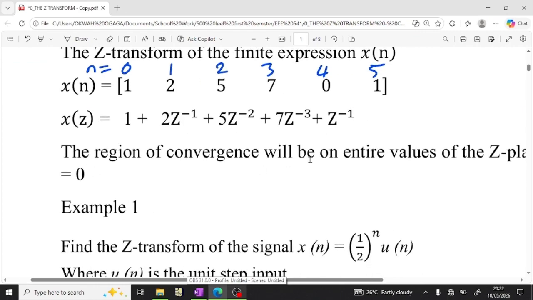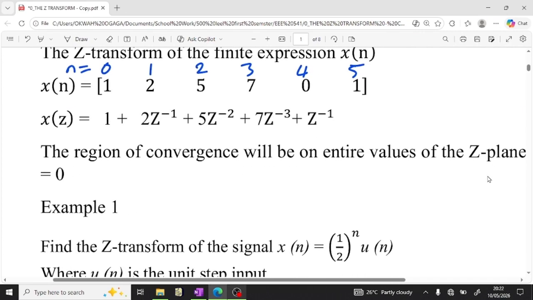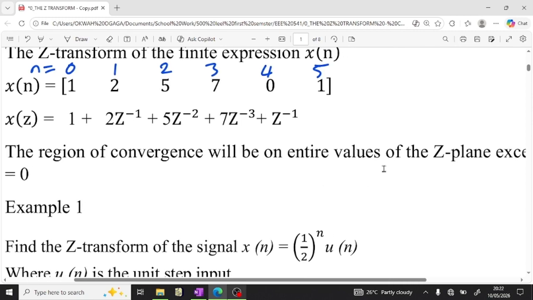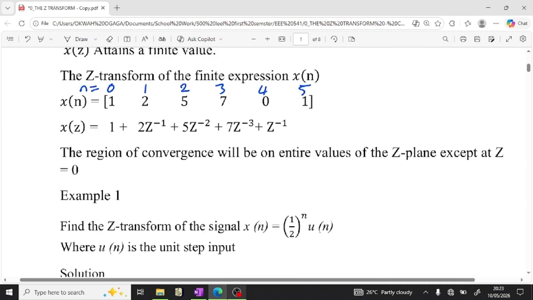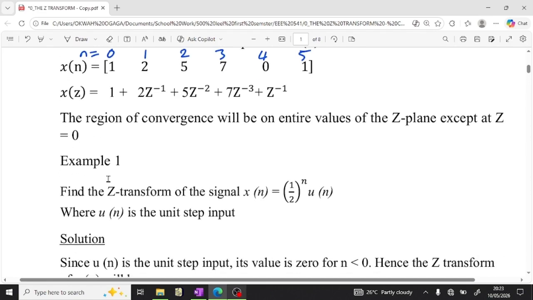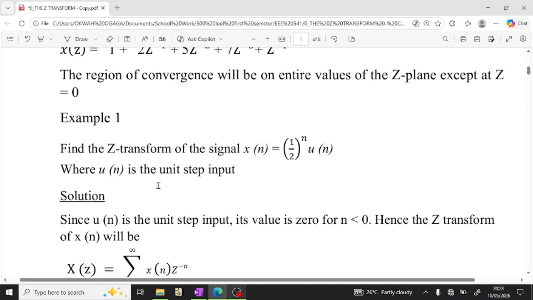Now the region of convergence will be the entire values of z. Oh, I've explained this. Entire values of z plane except at z equals 0. Okay, so that's that. Then example. Now the example is actually easy. It's almost like what we just did. Okay, but yes, it's an expansion.